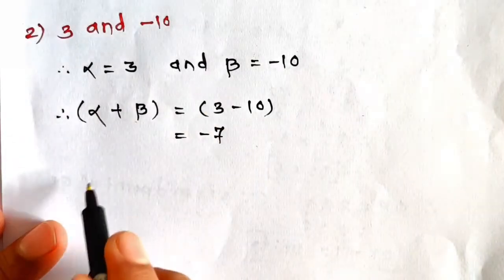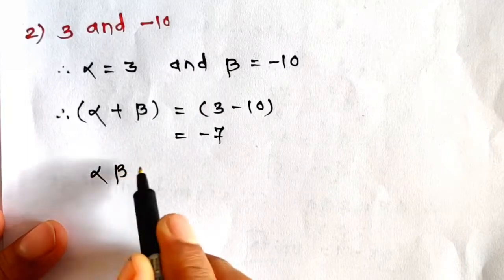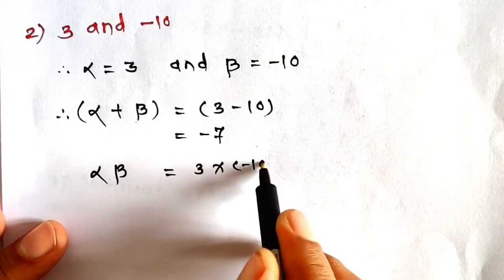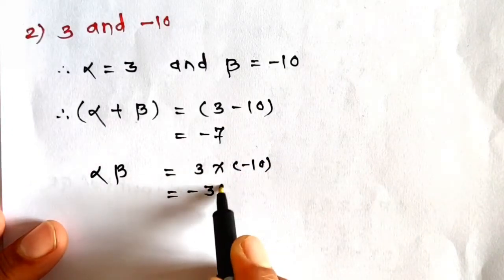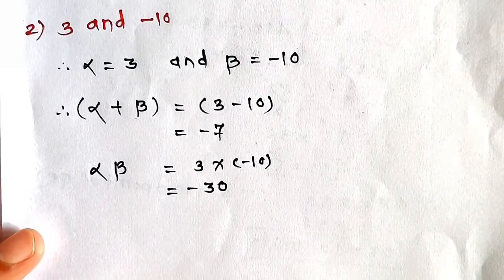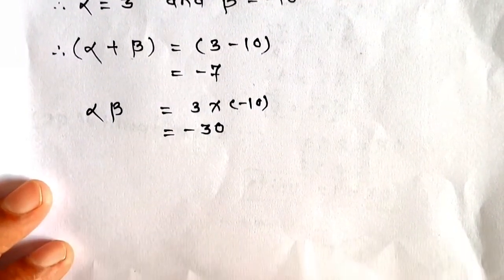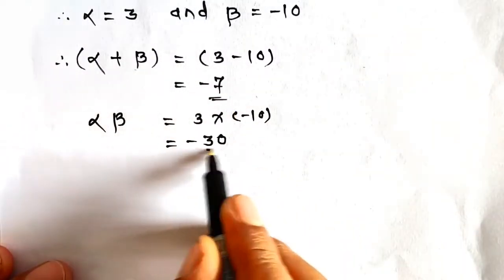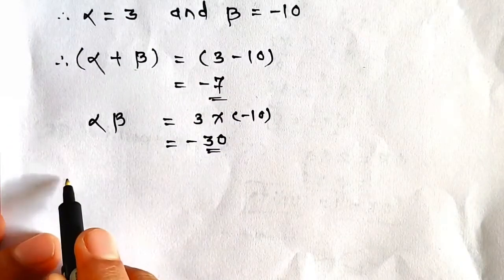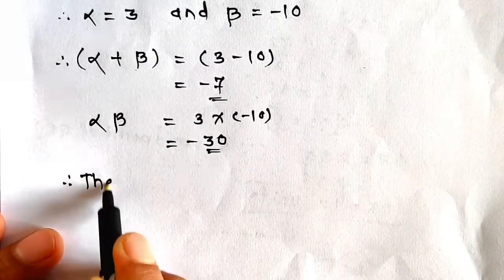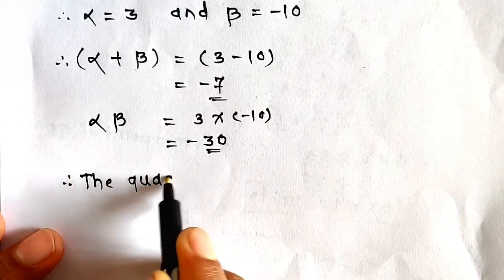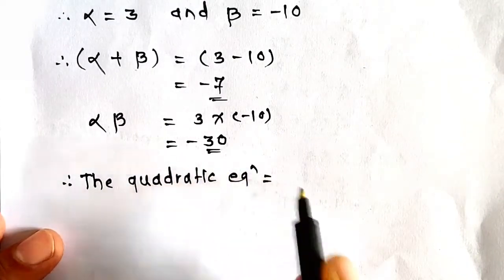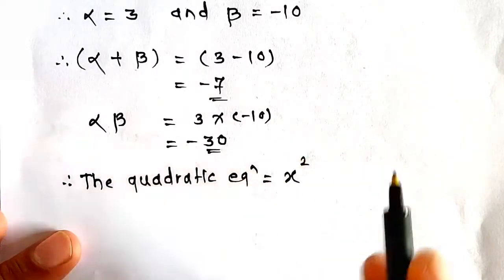Subtract the smaller from the larger one. Second, alpha beta is equal to 3 into minus 10, which is equal to minus 30. In a product, different signs give a negative sign. Now the quadratic equation: alpha plus beta is minus 7, alpha into beta is minus 30, and therefore the quadratic equation is, so in this way we can write the equation from alpha and beta.